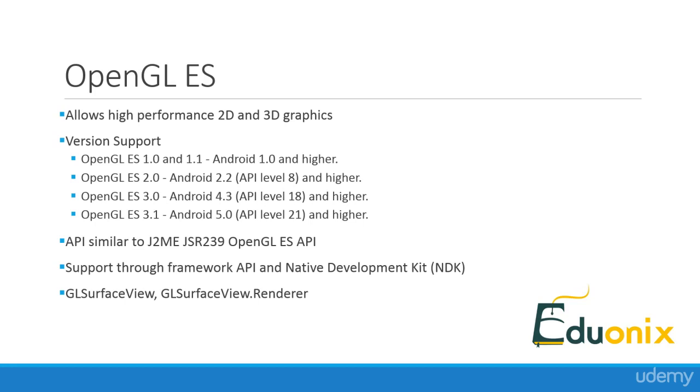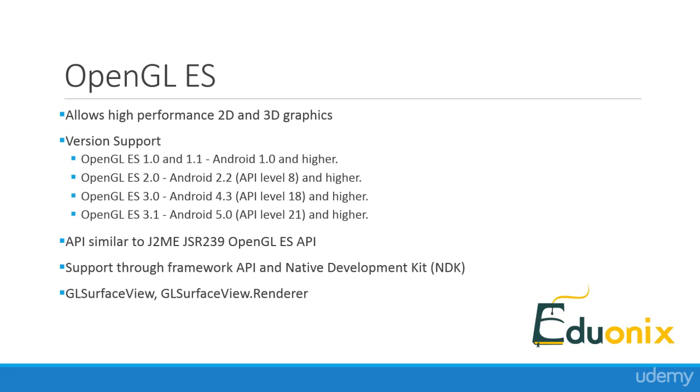Please note that support of the OpenGL ES 3.0 API on a device requires an implementation of this graphics pipeline provided by the device manufacturer. A device running Android 4.3 or higher may not support the OpenGL ES 3.0 API. The specific API provided by the Android framework is similar to the J2ME JSR 239 OpenGL ES API, but is not identical. If you are familiar with J2ME JSR 239 specification, be alert for variations.